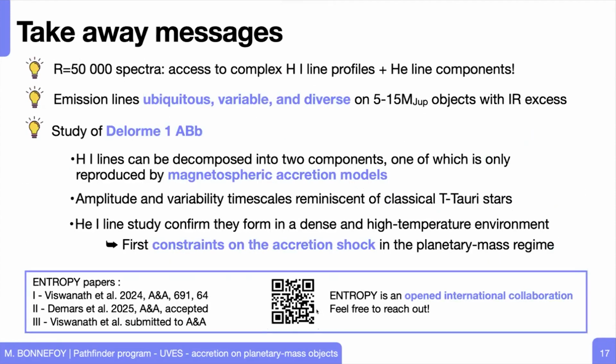Okay, so I will just give you a few takeaway messages. The survey is still ongoing. We are collecting more and more data. We are very lucky with the weather at the VLT, actually. But what we are seeing is that emission on planetary-mass objects is ubiquitous when you have an accretion disk. You just have to wait, and at some point it will pop up. So that's one important feedback that we are getting. All the objects, once they have a line, it's variable, and they have very diverse properties. And on the lines, there are different insights pointing towards magnetospheric accretion.